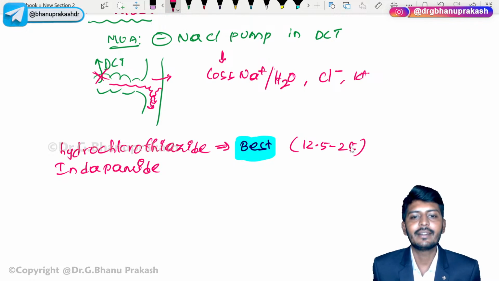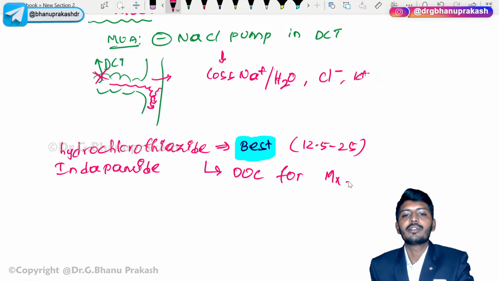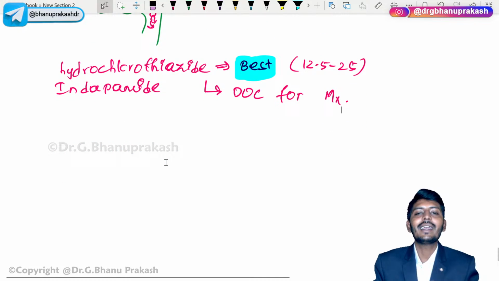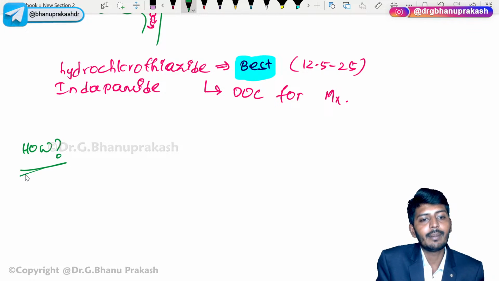So this is the best drug. This is the first drug of choice for management of hypertension. So how exactly will they reduce the blood pressure? Yes, how will they reduce the blood pressure?